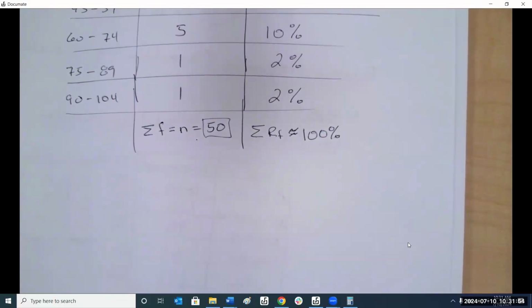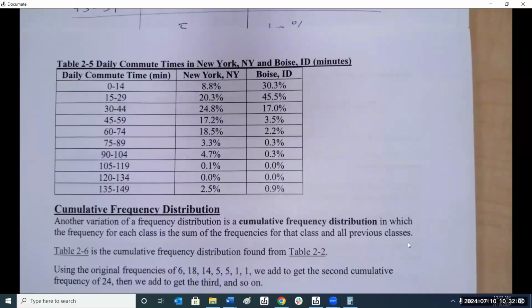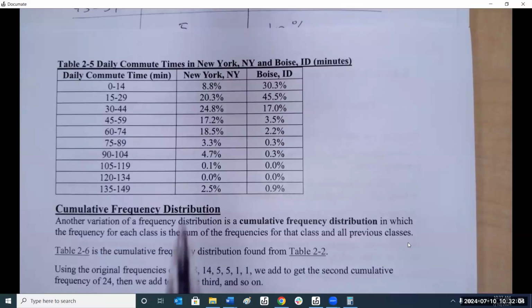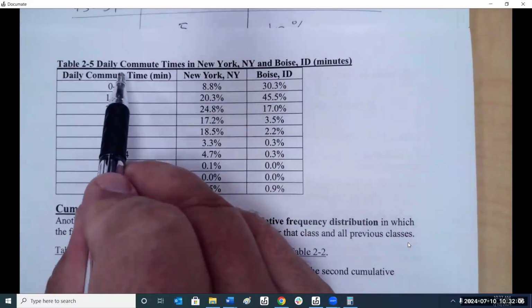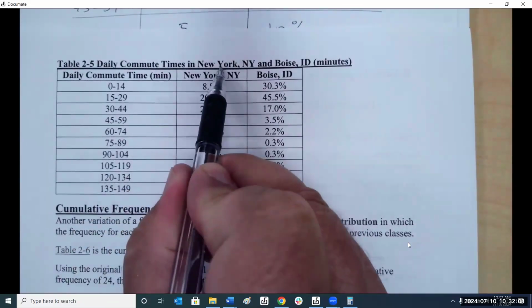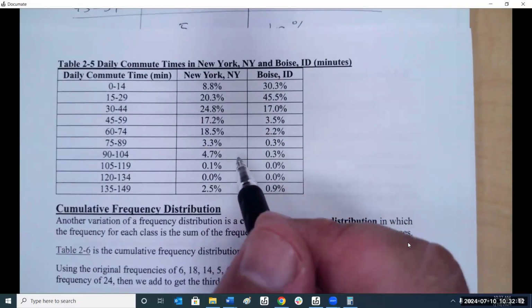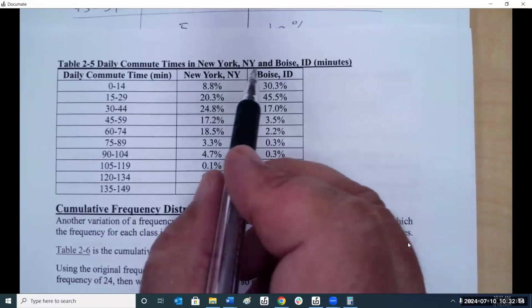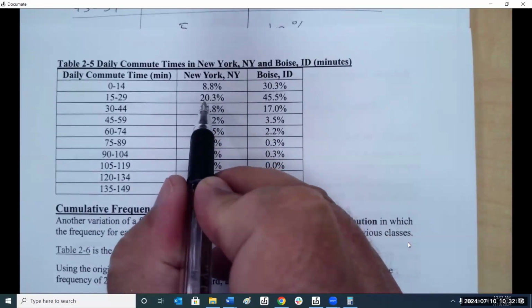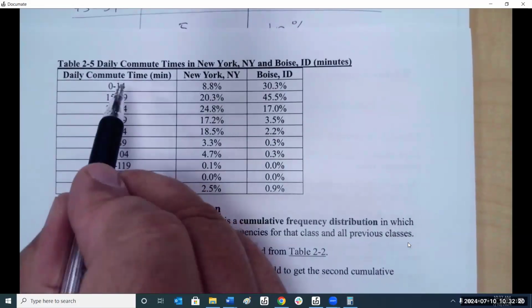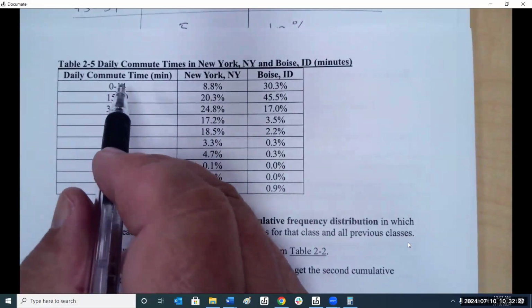On page 6 of your notes, we see this. We can compare the daily commute times in New York and Boise, Indiana, in minutes. So what we would do is we would take these intervals.